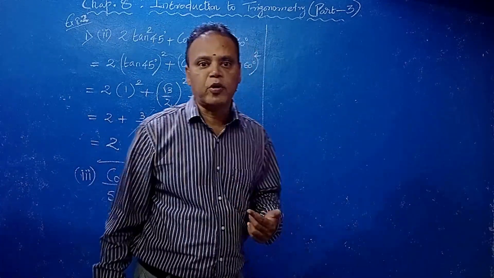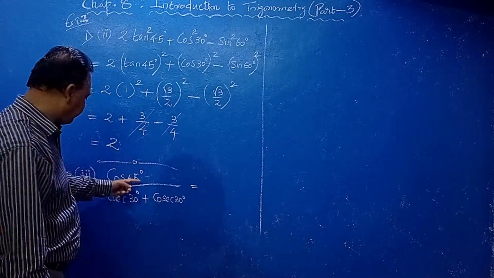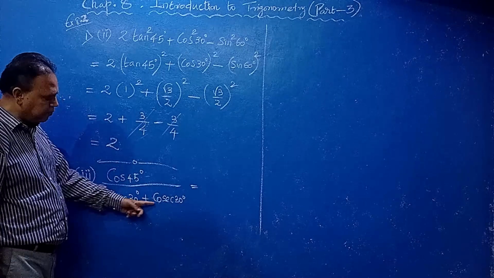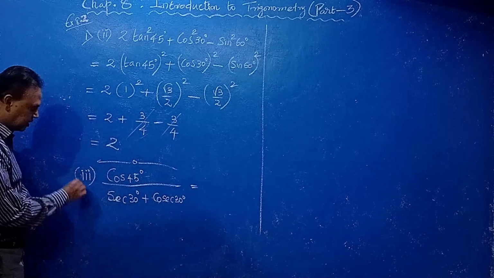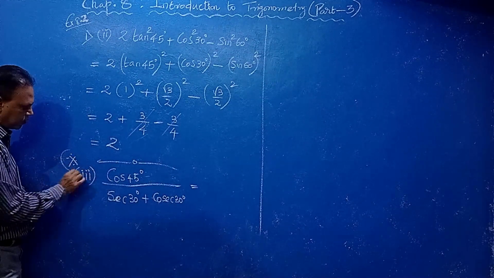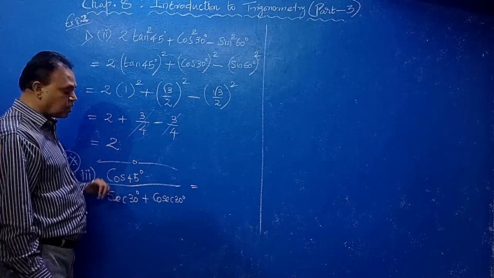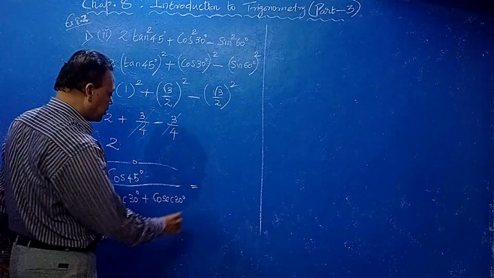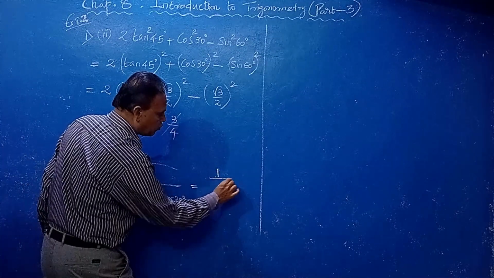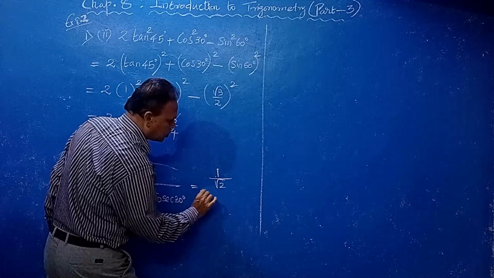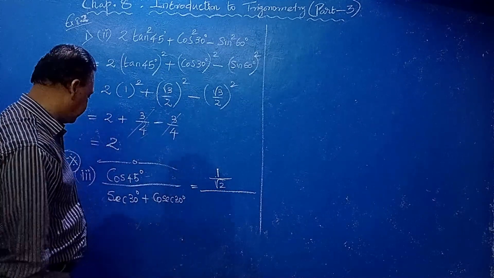Now we will see the third problem. Cos 45 by secant 30 plus cosecant 30 degree. This is a very important problem. You have to practice. Cos 45, what is cos 45? 1 by root 2. So without seeing the table, using the diagram, you can easily write it.